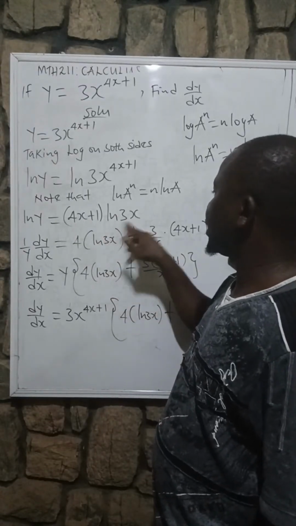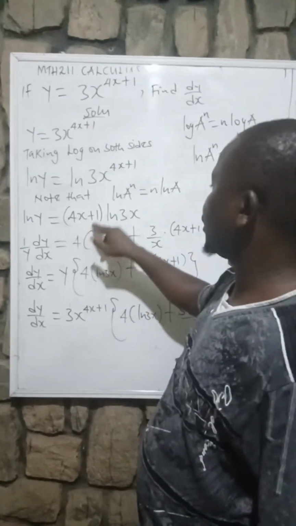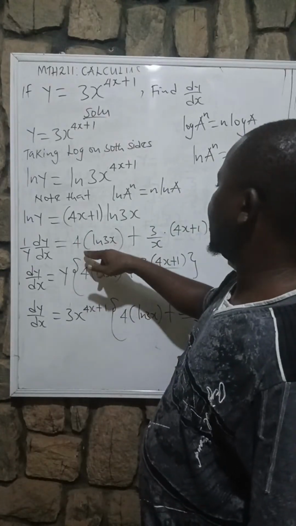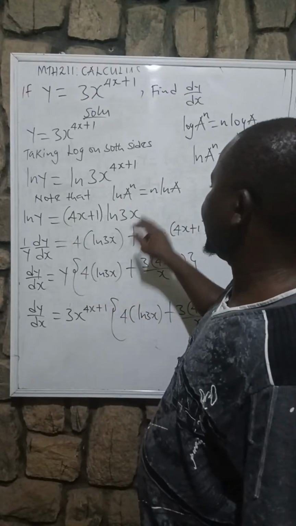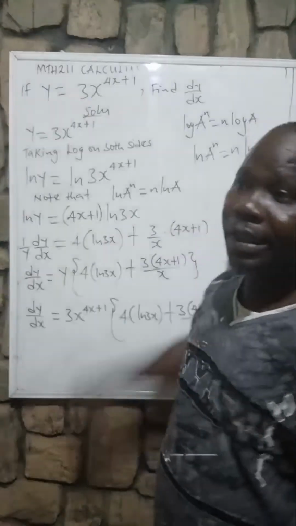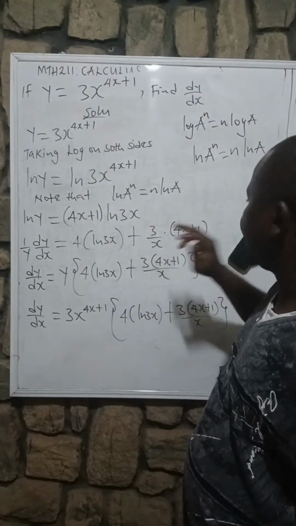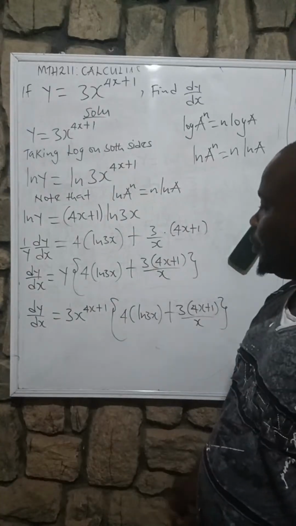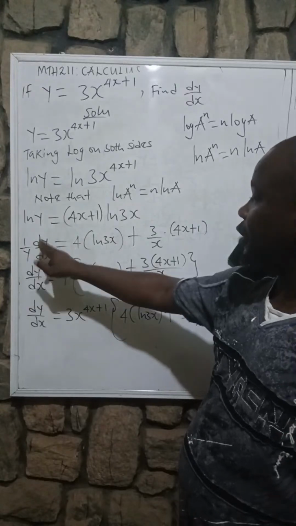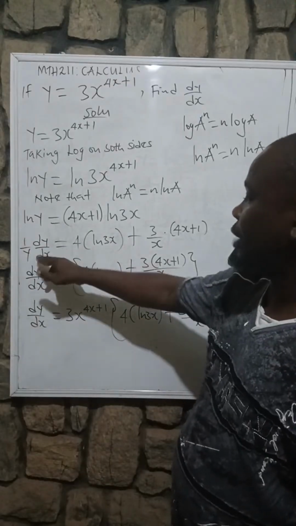You hold this, then differentiate 4x plus 1. You understand? So when you differentiate 4x plus 1, you are going to have 4. Then use it to multiply ln 3x. Then plus, hold this, differentiate ln 3x. When you differentiate ln 3x, you are supposed to have 3 over x times 4x plus 1. Then, here, we are looking for dy over dx, right? We are not looking for 1 over y, dy over dx.